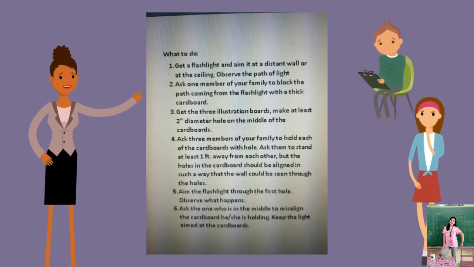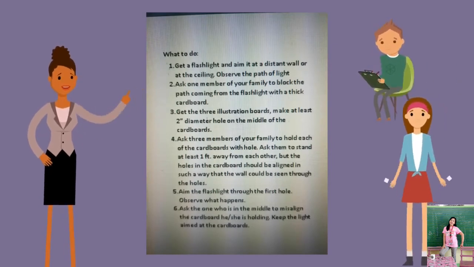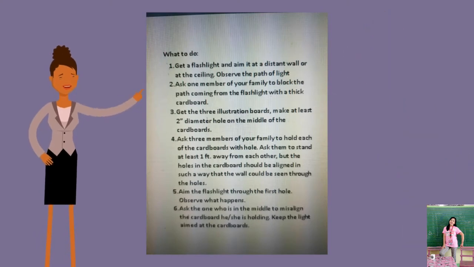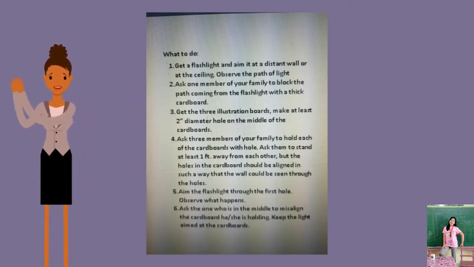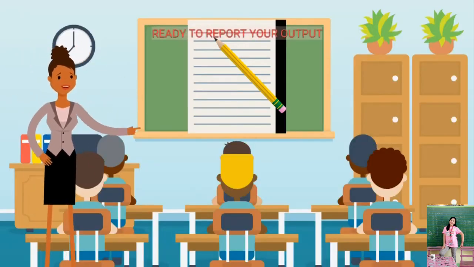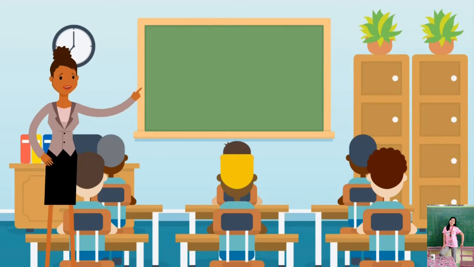And then number 6, ask someone who is in the middle to misalign the cardboard he or she is holding, and then keep the light aimed at the cardboards and then observe what happens. Then be ready for your answer and your output, kids. Share your answers and explanation for the following questions with the class after your activity.